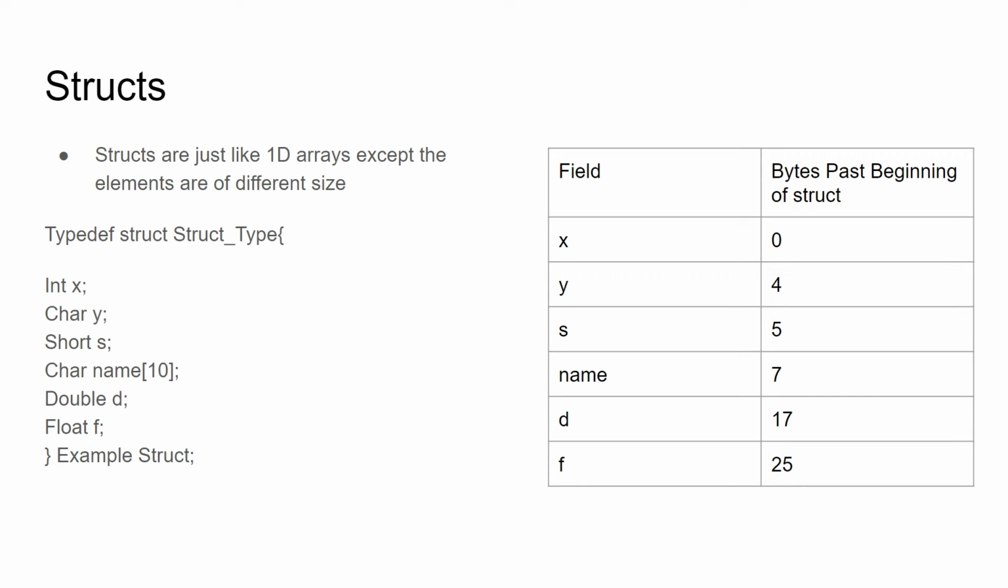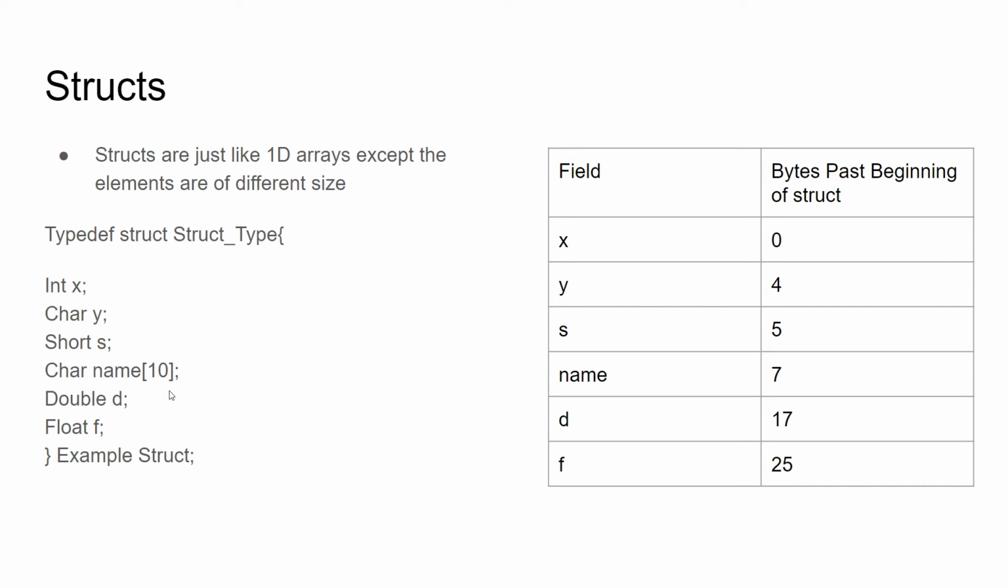The next value after y, s, has to appear 1 byte after y, right? But if y appears 4 bytes past the beginning, that means s has to appear 5 bytes past the beginning. We have to go past x and y, 4 plus 1, 5 bytes in total. A short is 2 bytes big, so our next element, name, has to appear 4 for x, plus 1 for y, plus 2 for s, 7. So name appears 7 bytes past the beginning.